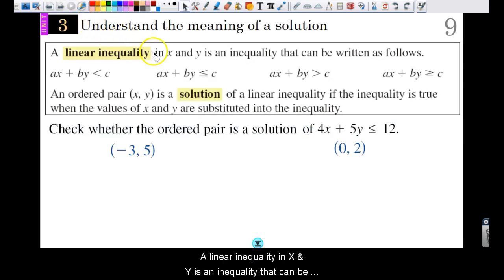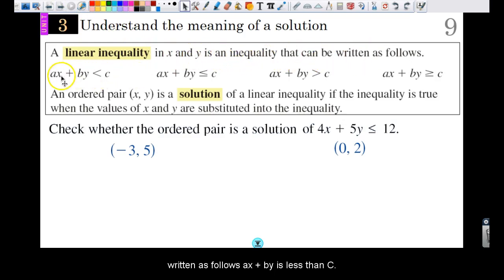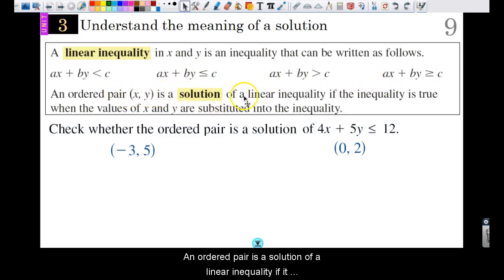A linear inequality in x and y is an inequality that can be written as follows: ax plus by is less than c, ax plus by is less than or equal to c, and so on. An ordered pair is a solution of a linear inequality if it makes the inequality true when values of x and y are substituted into the inequality.